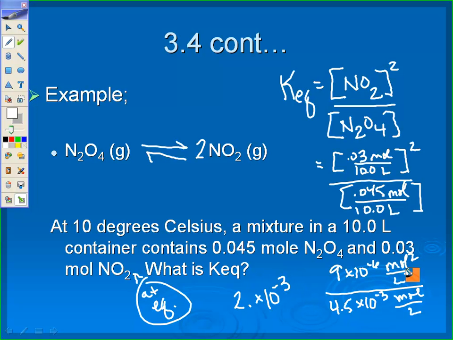And our units, moles squared divided by moles, are just going to be moles. Liters squared divided by liters are just going to be liters. So this is the value of KEQ. And you will notice that it's pretty small, 0.002. Units, as you can see, are kind of like K for rate. They're units of convenience, whatever they happen to end up being, based on your expression.